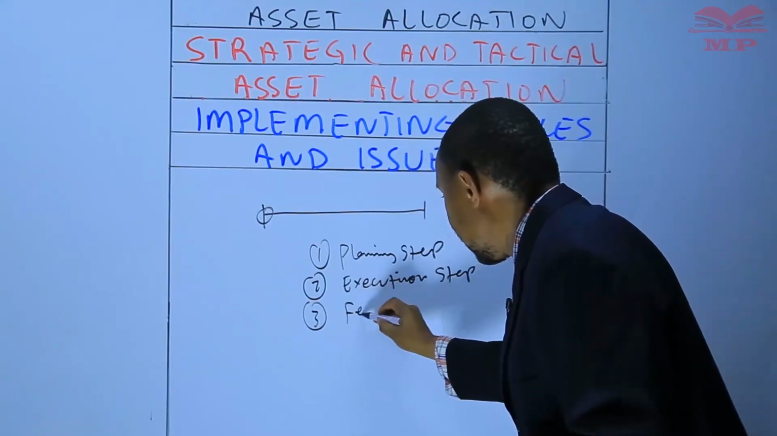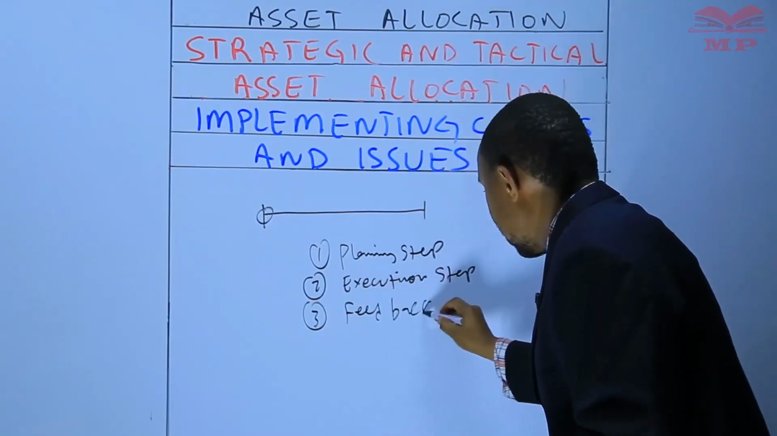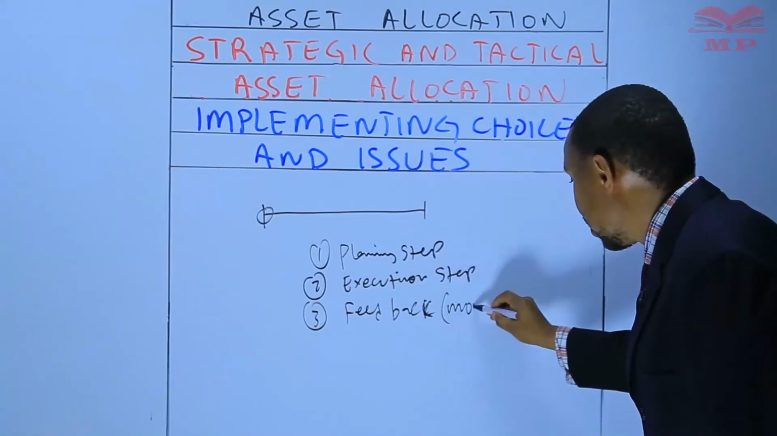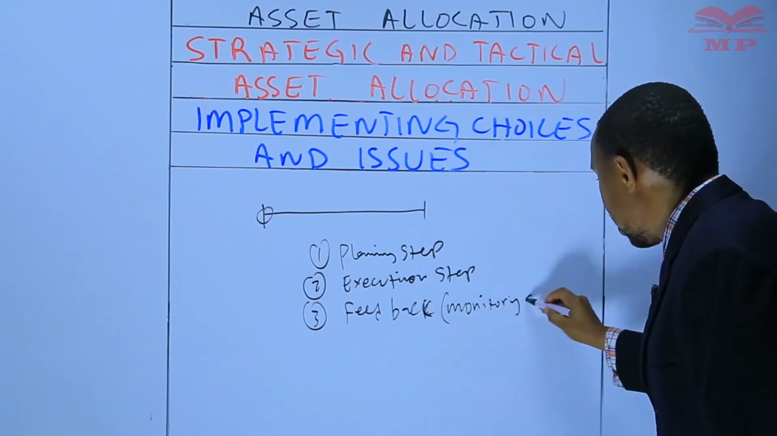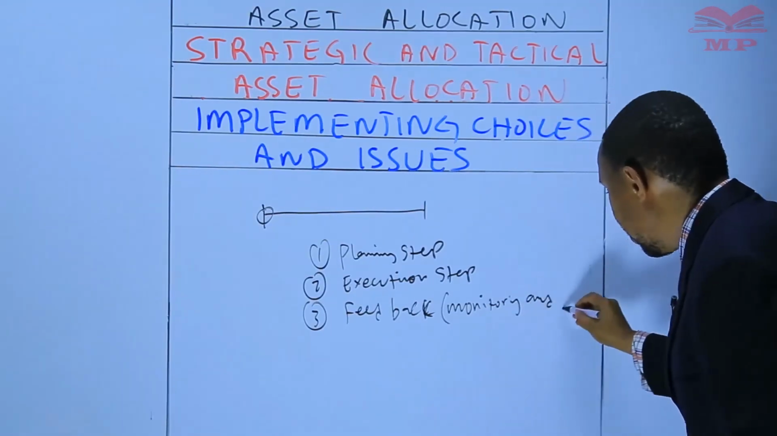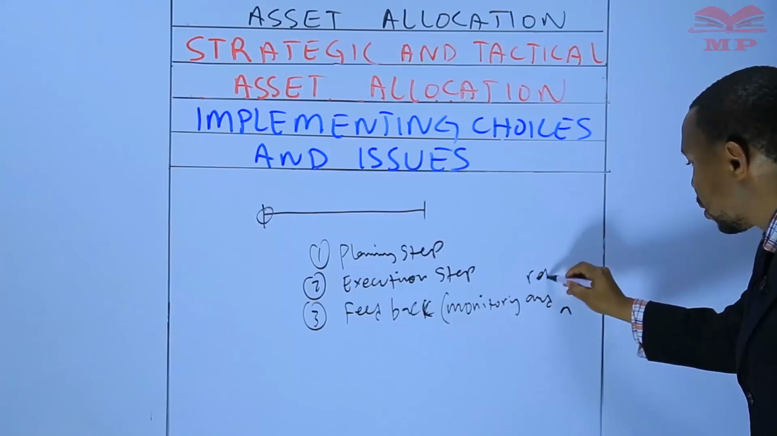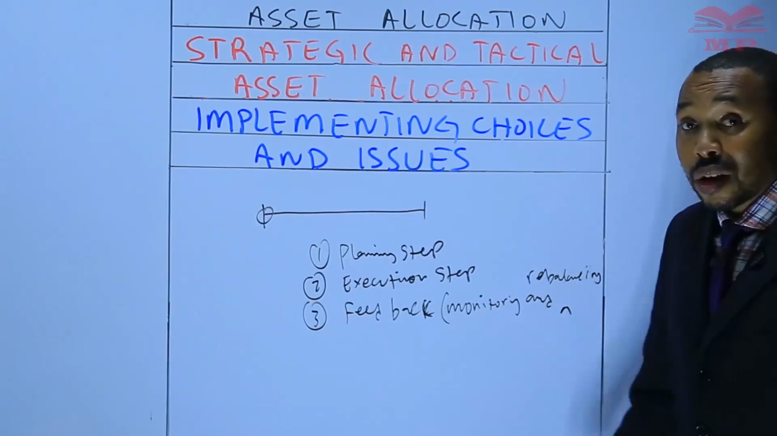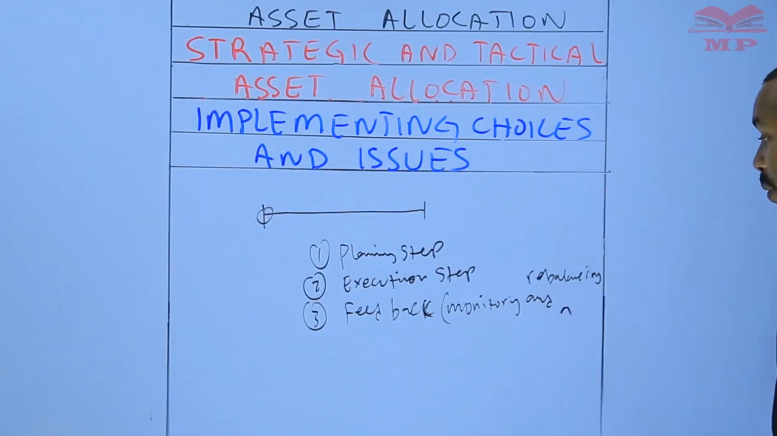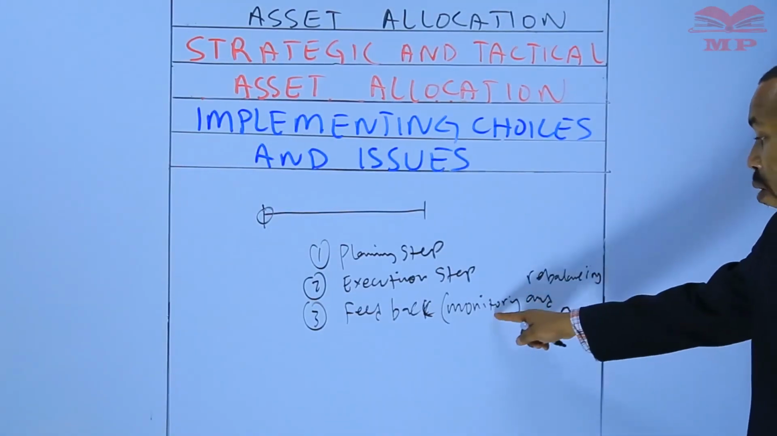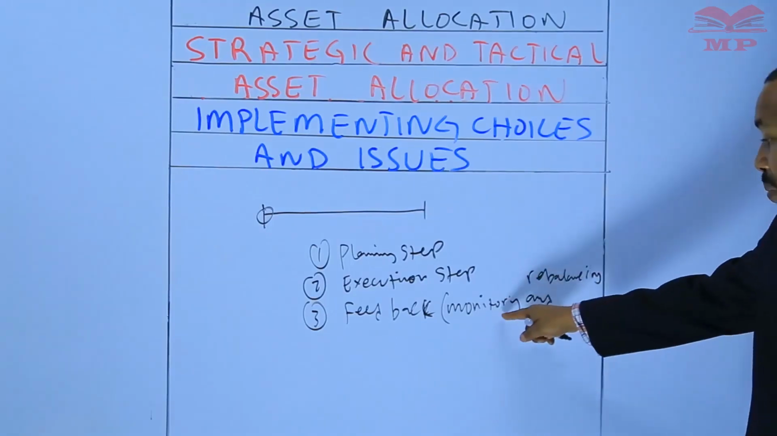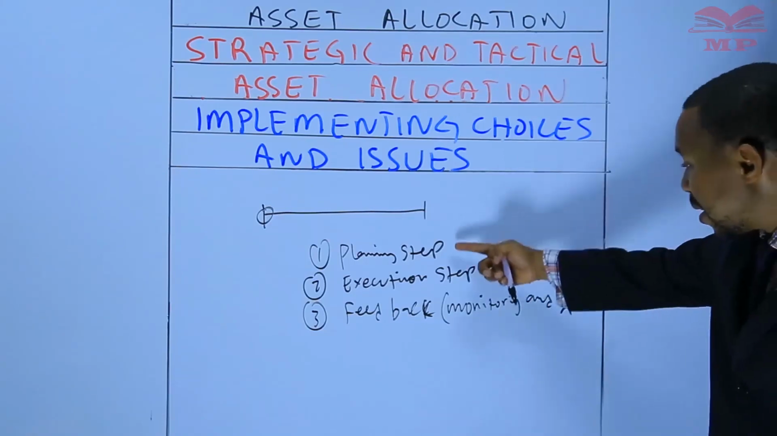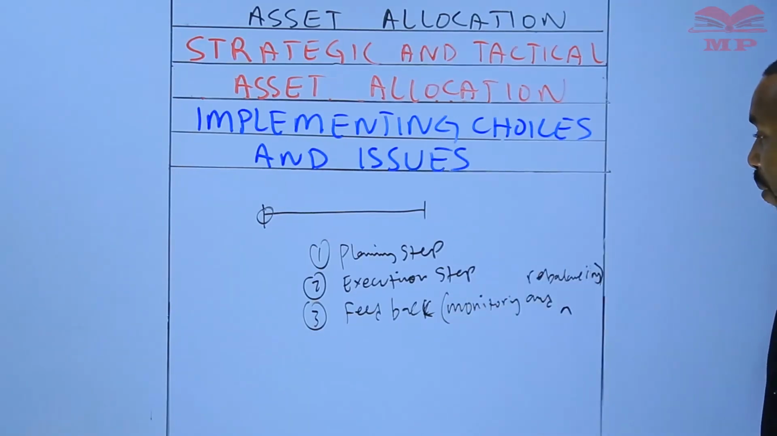Feedback, or what we can say, monitoring and rebalancing. Put a small arrow there, rebalancing. This is, of course, a very key topic under advanced portfolio, and we are going to learn very incisive details about how we can monitor and rebalance the portfolio. But for now, this is what we say the portfolio management process.